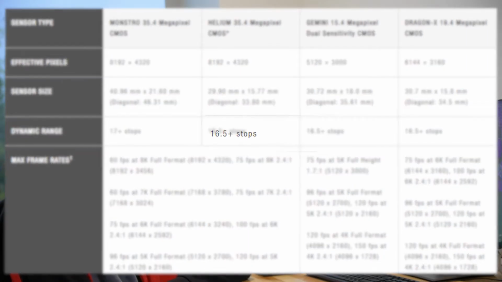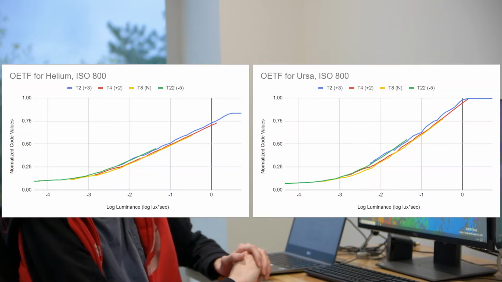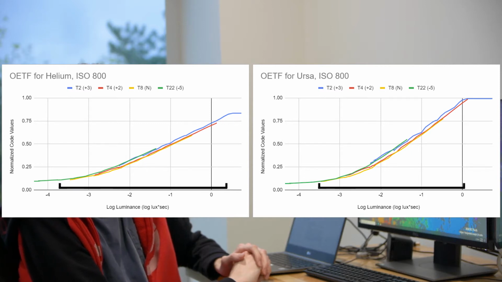Now, Red has some very hefty claims. Very, very hefty claims. 16.5 stops of dynamic range. I'll believe it when I see it. Blackmagic Design, on the other hand, a little less ambitious. They only claim 15 stops of dynamic range. But when we pull the charts up, we're only getting about 15 stops for the Red and 14 for the Ursa. And that's still not bad.